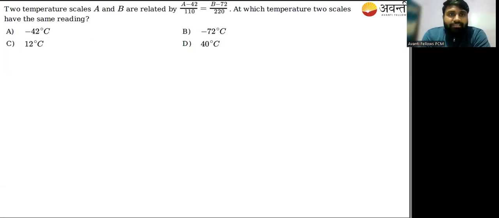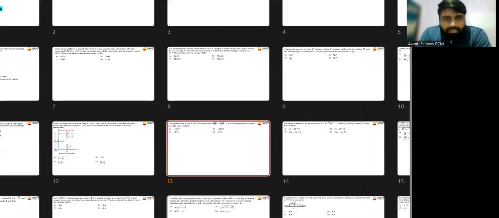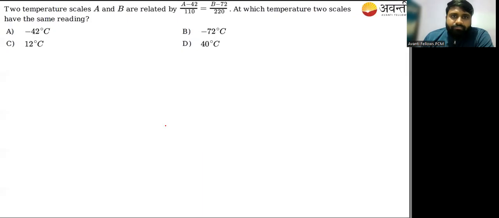Two temperature scales A and B are related by (A minus 42) by 110 equals (B minus 72) by 220. At which temperature do the two scales have the same reading? So what do you need to do? You need to put A equals to B in these types of questions.